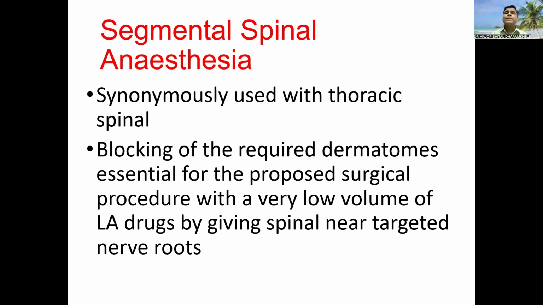Now moving on to a brief overview of segmental spinal anesthesia. It is also synonymously called thoracic spinal. So what is the definition? The definition is blocking the required dermatomes essential for the proposed surgical procedure with a very low volume of LA drug by giving the spinal at the targeted nerve. In this case, we just target the dermatomes where the surgical incision is, and we give a very low volume of local anesthetic to target just the nerves essential during surgical anesthesia.